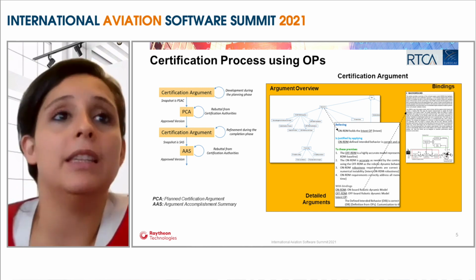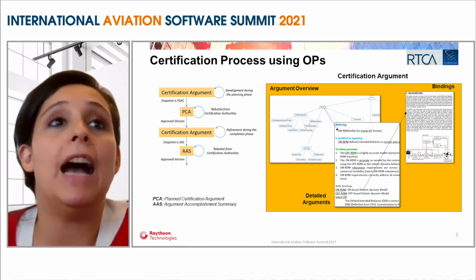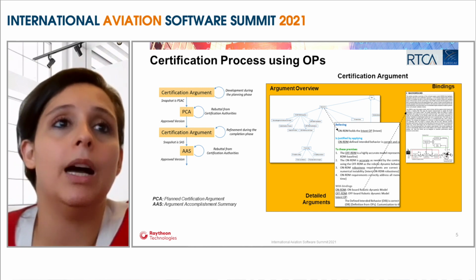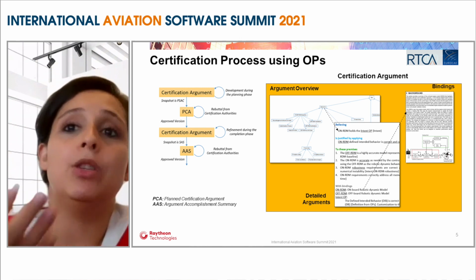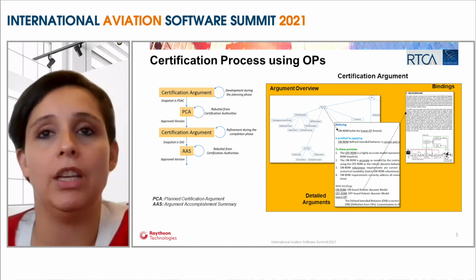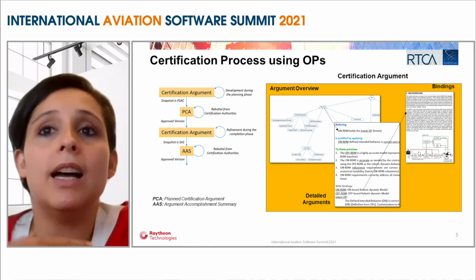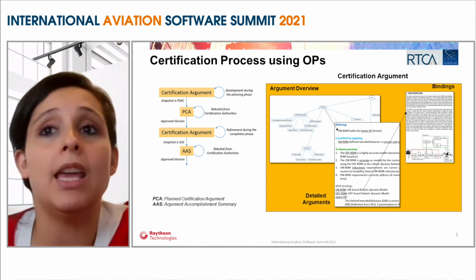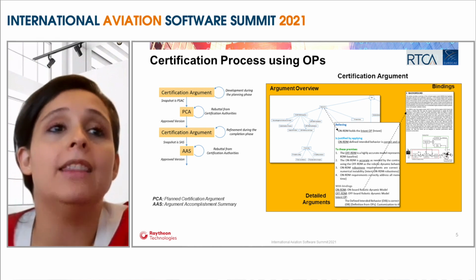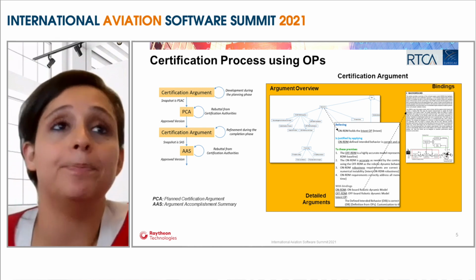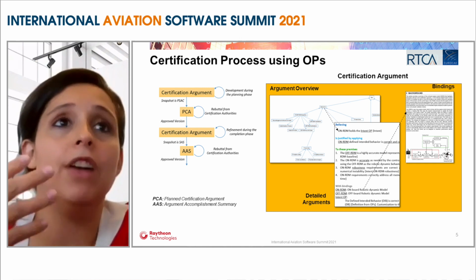So that is the reason that we have here an arrow, because it's meant to say that this is an iterative process between the applicant and the certification authorities. Once the PCA is approved, then the execution phase starts. And that is really when the system is developed.